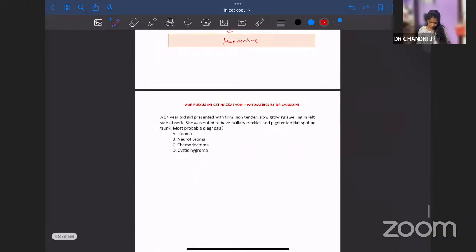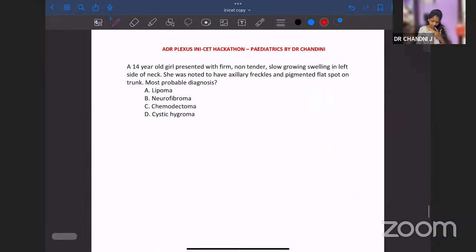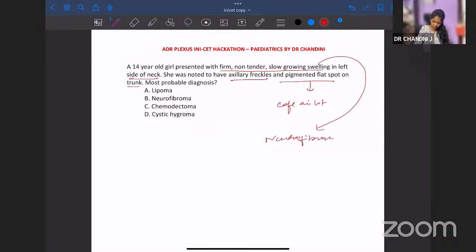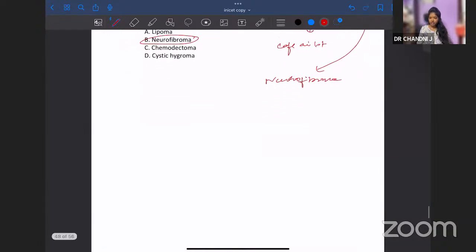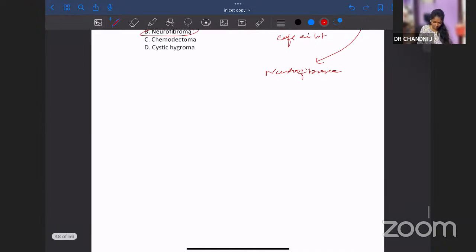Okay. Now next question. A 14-year-old child presented with a firm, non-tender, slow-growing swelling on the left side of the neck. Noted to have axillary freckles and a pigmented flat spot on the tongue. What is that? This could be café-au-lait spots. This could be an axillary freckle. What about the swelling? This could be a neurofibroma. So what is the diagnosis? It is neurofibromatosis.